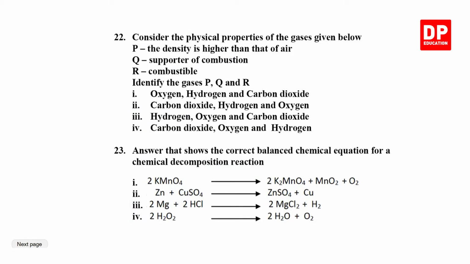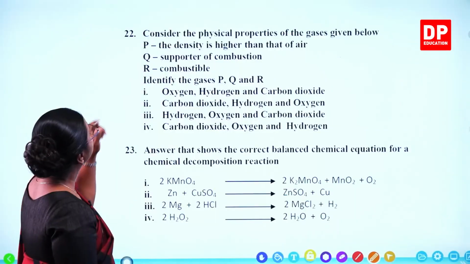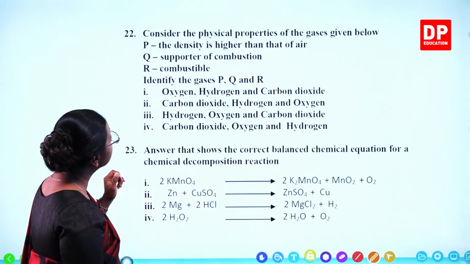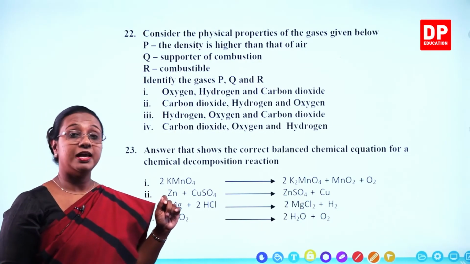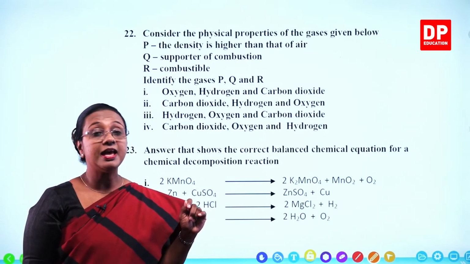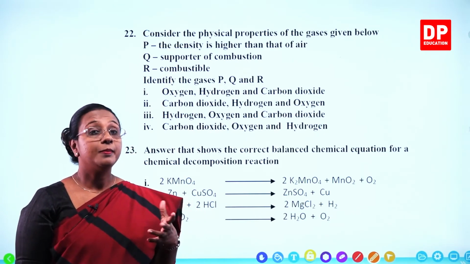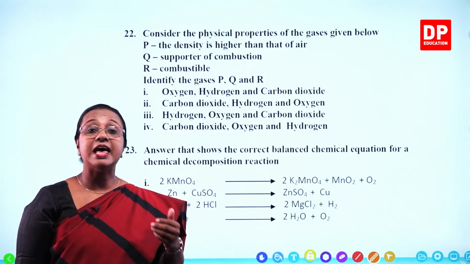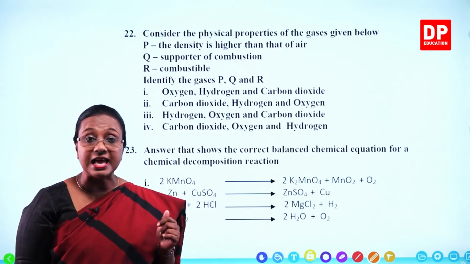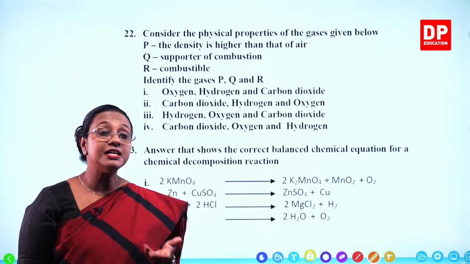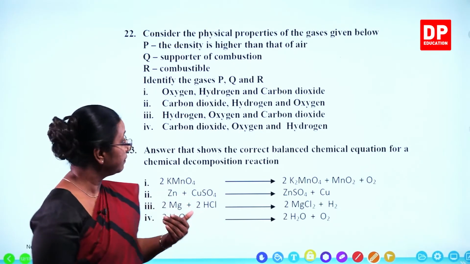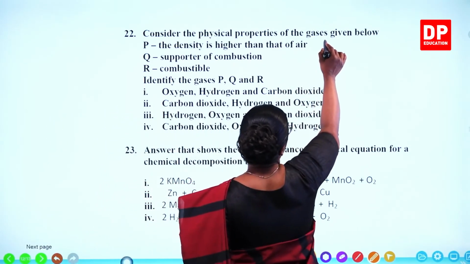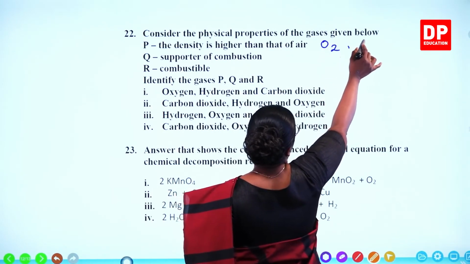22. Consider the physical properties of the gases given below. The first one, the density is higher than that of air. What are they? Both oxygen and carbon dioxide have density higher than that of air. Only hydrogen has less than that of air. So this can be either O2 or CO2.